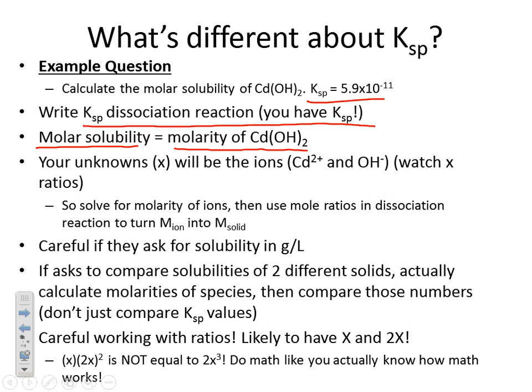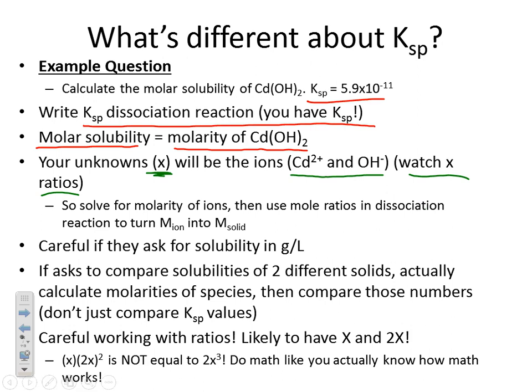Now, your unknowns. When you solve this, you're going to use the exact same process: write a reaction, fill in an ICE chart, and plug into the expression. Your unknowns, x in this case, would be related to the ions, cadmium and hydroxide. Watch your ratios, because in this case, cadmium and hydroxide are in a 1:2 ratio.